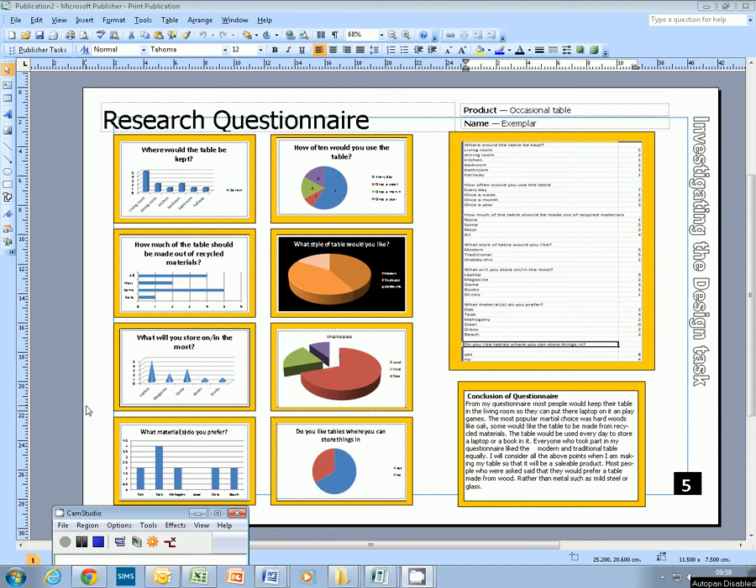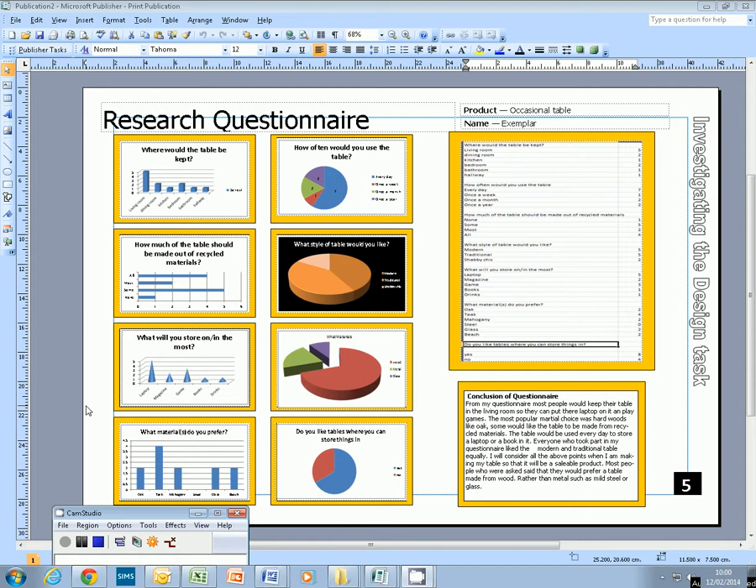To gain top marks in this mark band, it says we need to show discrimination when selecting and acquiring relevant research that will promote originality in designing. What does that mean? It means that we've got to look and try and pick out the information that we think will be relevant to designing our table.